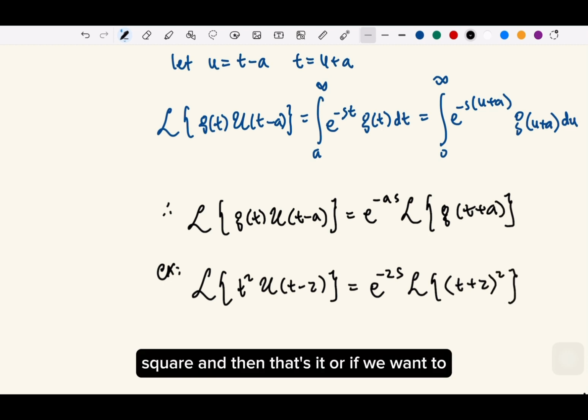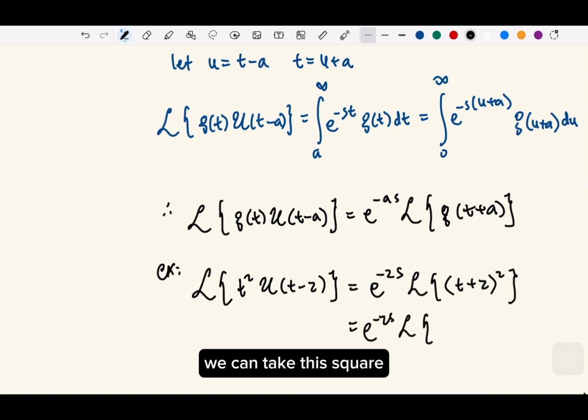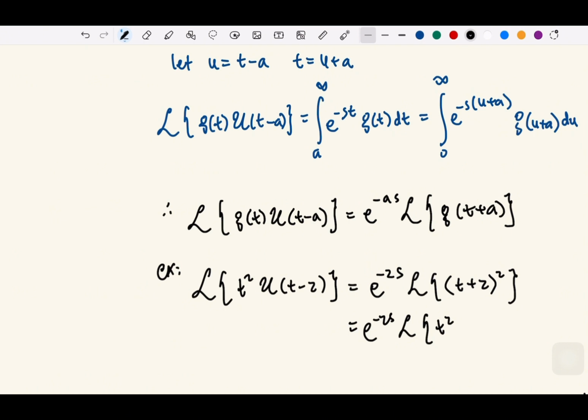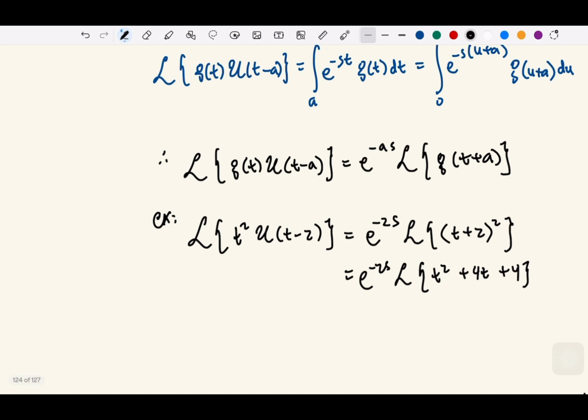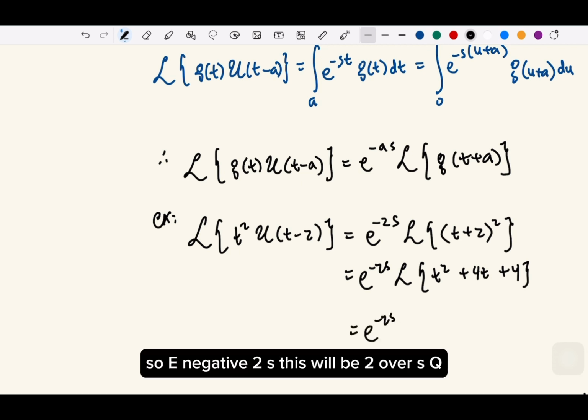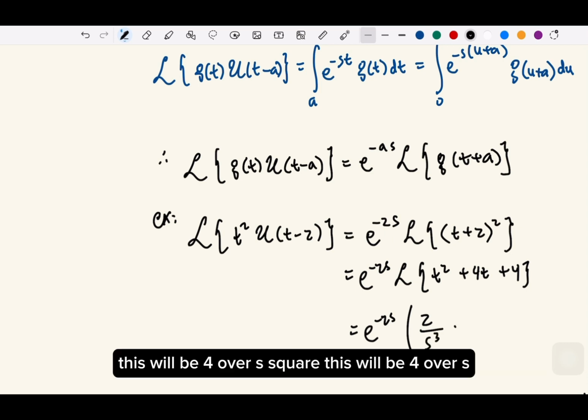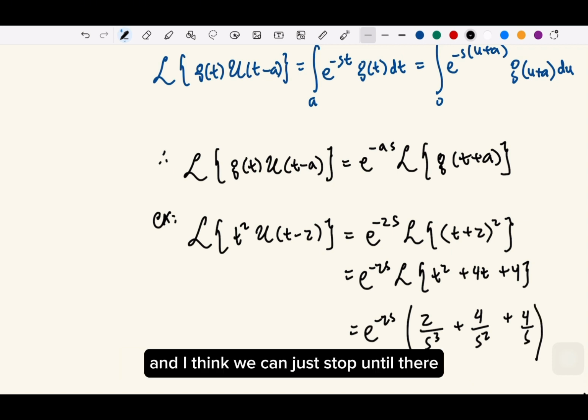Or if we want to take the expansion, we can take t squared plus 4t plus 4. So we take the Laplace of each component. So e to the negative 2s, this will be 2 over s cubed, this will be 4 over s squared, this will be 4 over s. And I think we can just stop there.